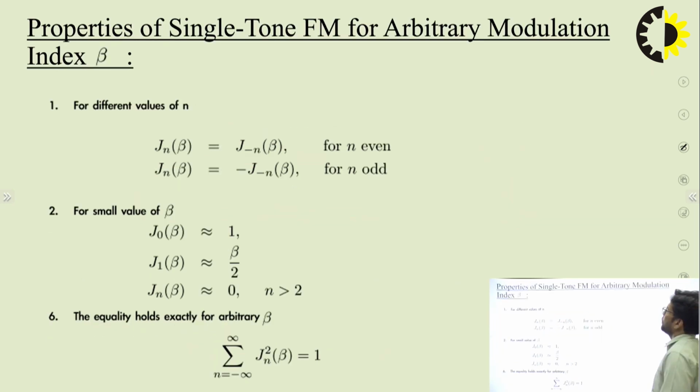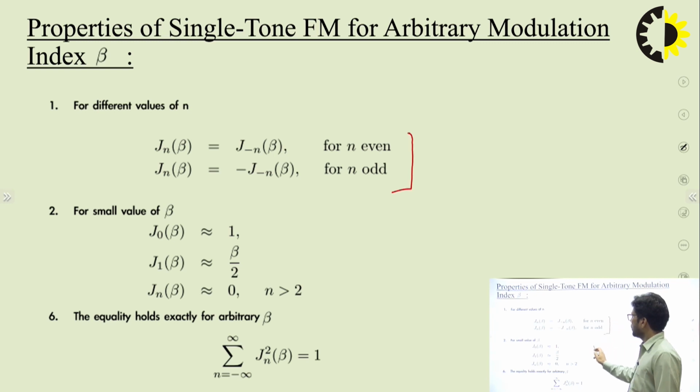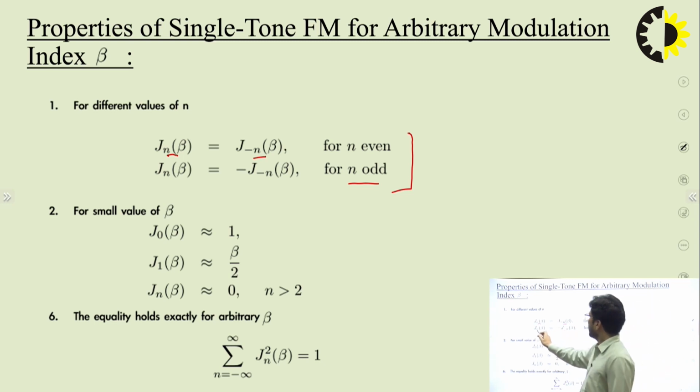Now, the properties of single-tone FM for arbitrary modulation index beta. I think this is already known to you. J n of beta is equal to J minus n of beta, this is the even property, where n is replaced by minus n. The even property always says that x of minus t is equal to x of t, as we know. X of minus t is equal to minus x of t for the case of the odd property.